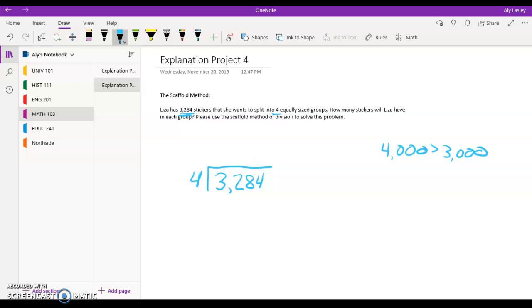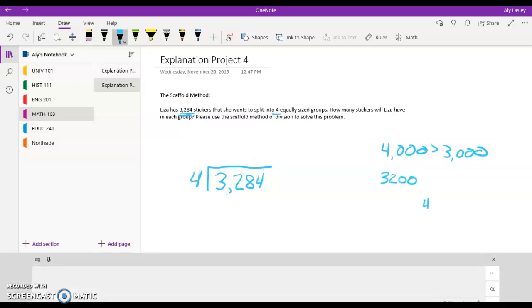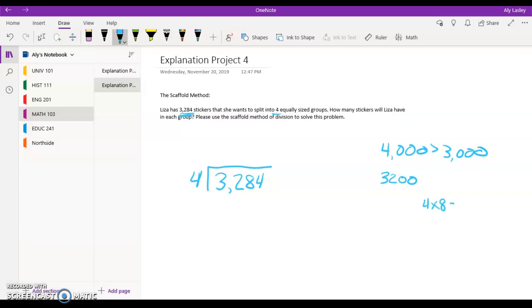Next, we're going to look at how many hundreds of 4s we can put into 3,200. So we know that 4 times 8 is 32. And if we take that times 100, then that gives us our 3,200. So 8 times 100 is going to give us 800. So we're going to put our 800 right here to show that it is in our hundreds place.